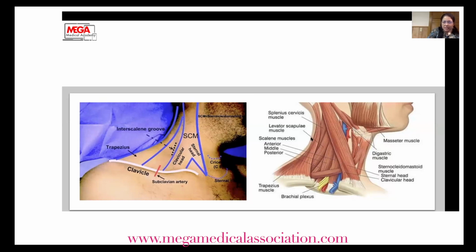So what is behind that? This is the sternocleidomastoid muscle. It has two heads. One is the sternal head and one is the clavicular head. And this is the trapezius, the back one. Inside you feel a depression. This is the interscalene. So in the interscalene, you have the anterior scalene here, the middle scalene here, and the posterior scalene here. So you're going to be dealing with these muscles, and the nerve plexus is going to be in between these muscles.